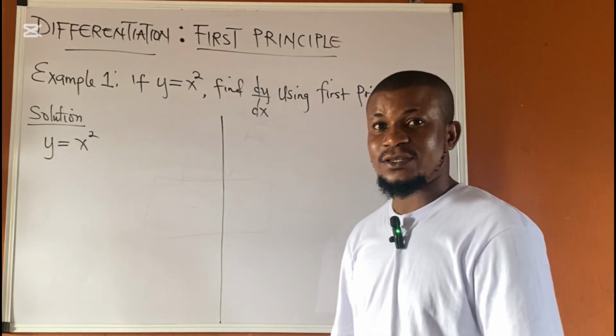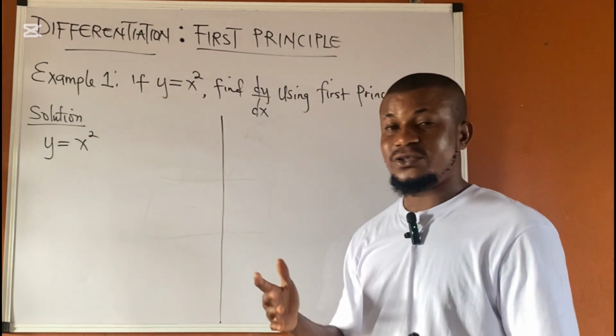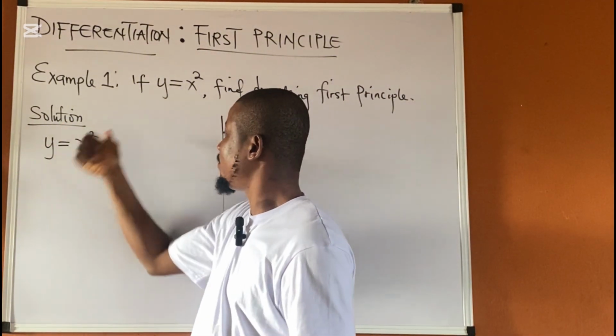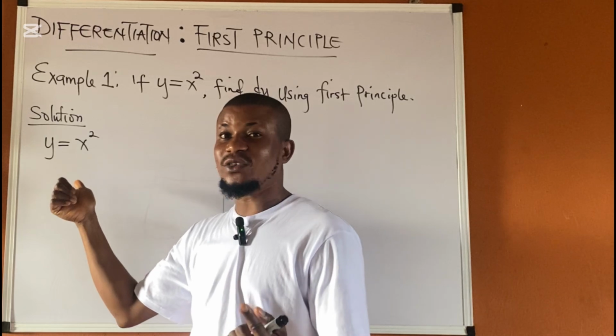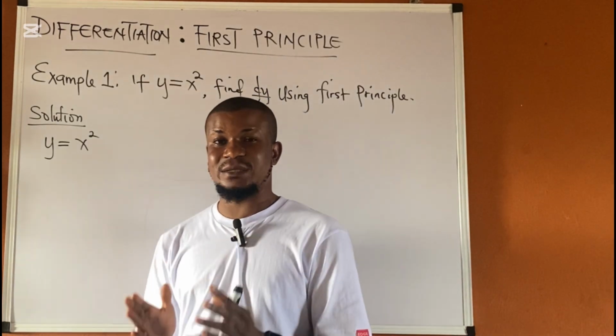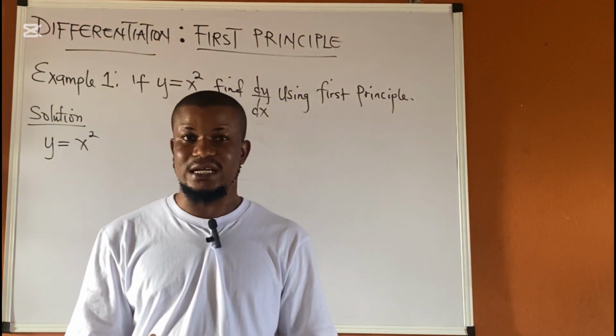Okay, now let's show how to find the dy/dx of this function using first principle. So we have a solution here, and we rewrite the problem: y equals x squared, and we want to find the dy/dx using first principle. The first step of first principle is to introduce your change in y and your corresponding change in x.